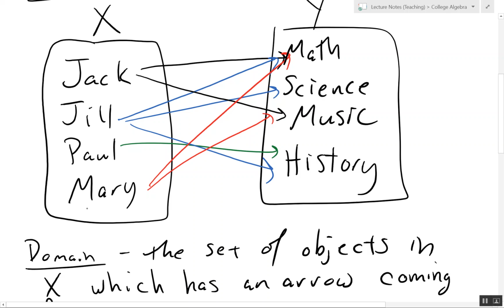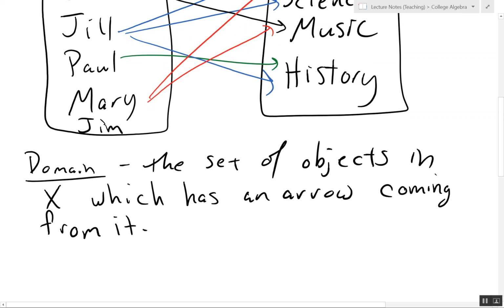Let's say I add an extra person, Jim. Jim is not in the domain because there is no arrow coming out of Jim. We say that Jim is undefined in this relation. And we'll talk about undefinedness later.